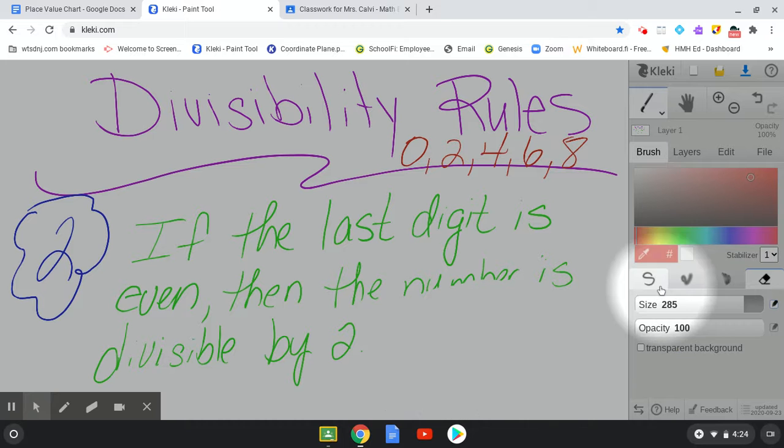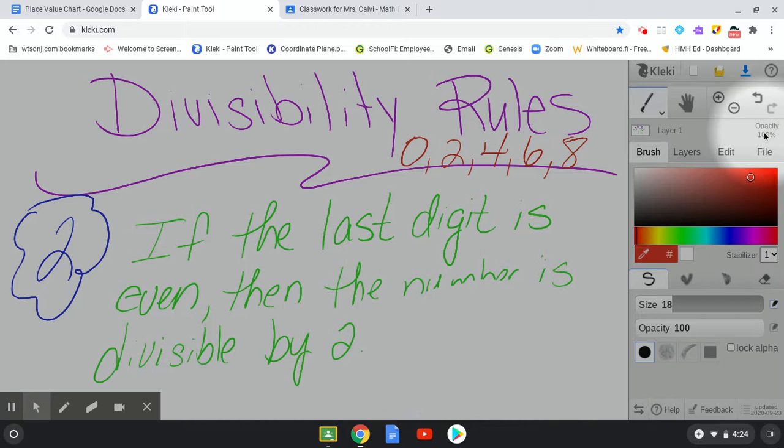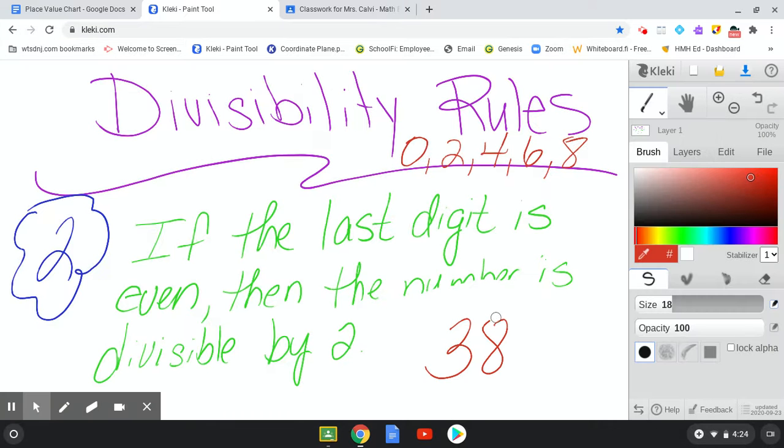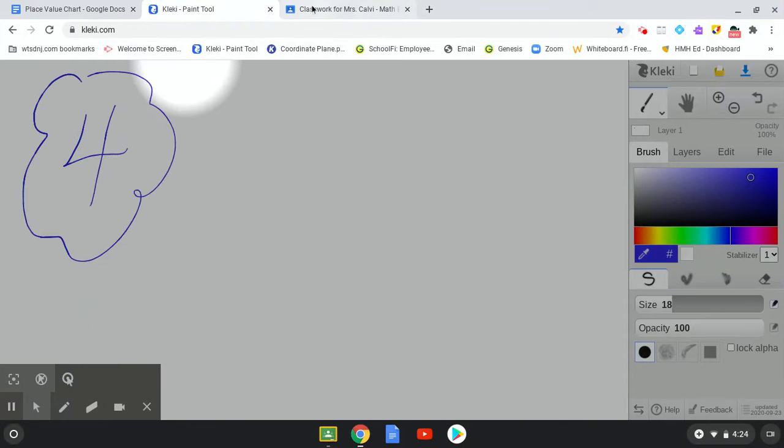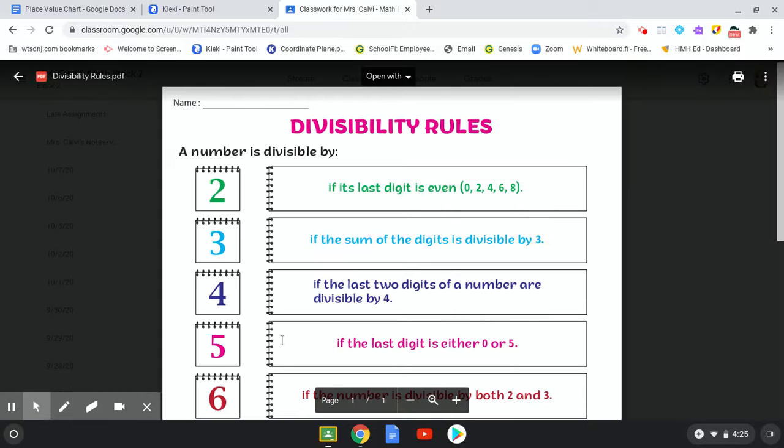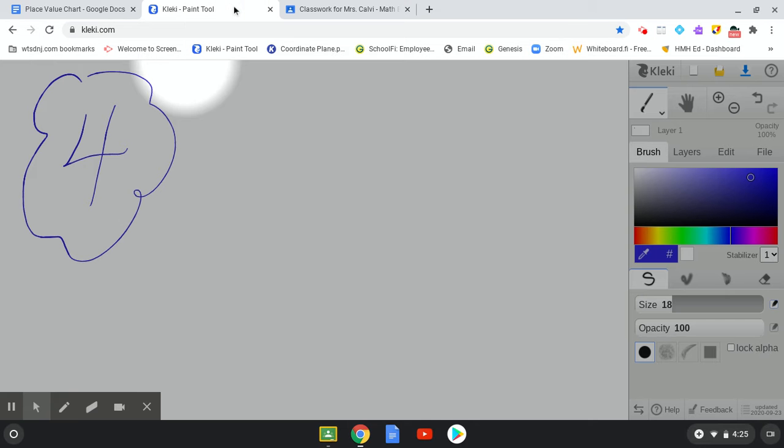Now, if I had the number 383, my last digit is not even. 3 is not an even number, so 383 is not divisible by 2. Okay, so the 2 rule is pretty easy. Let's move on to the 3 rule first.